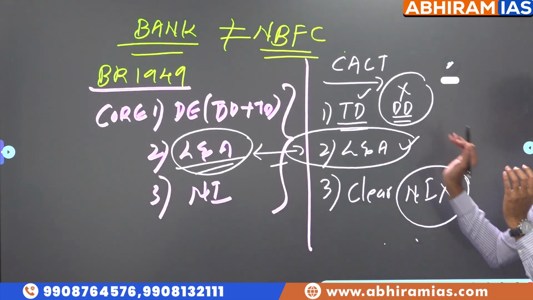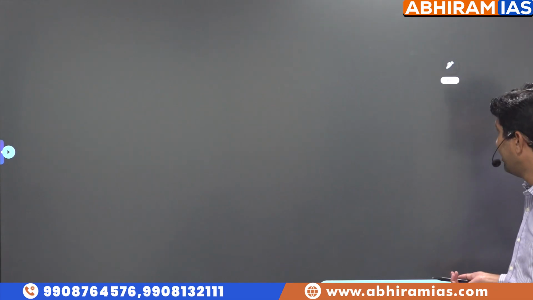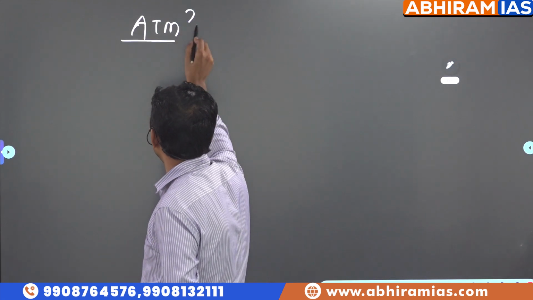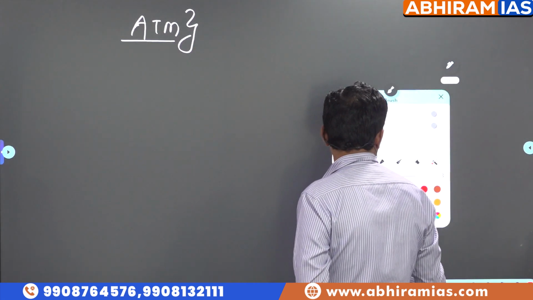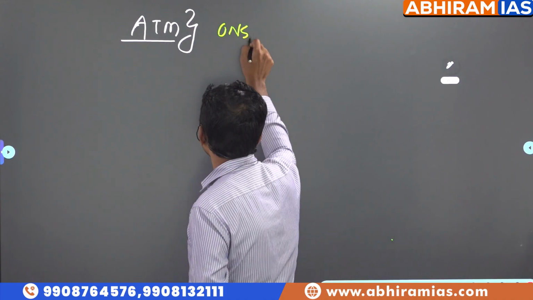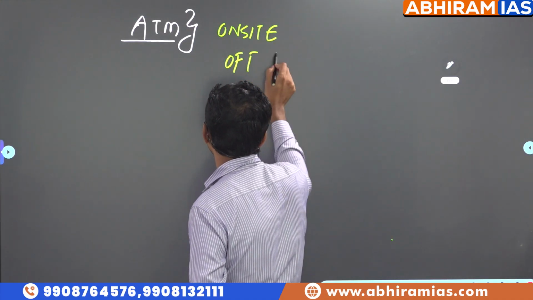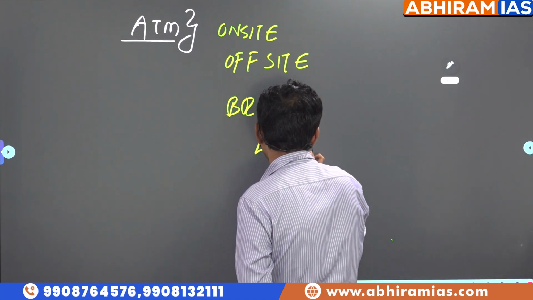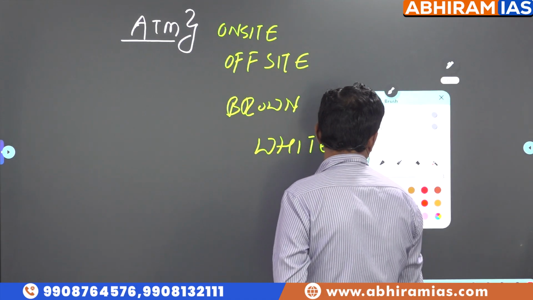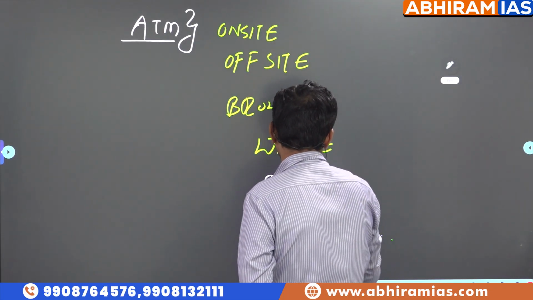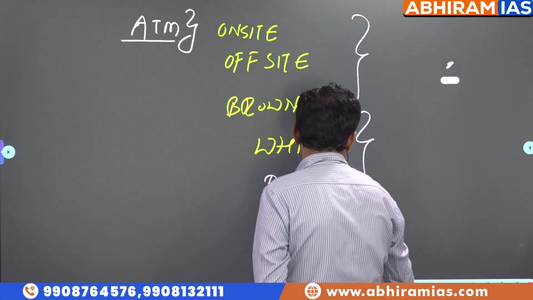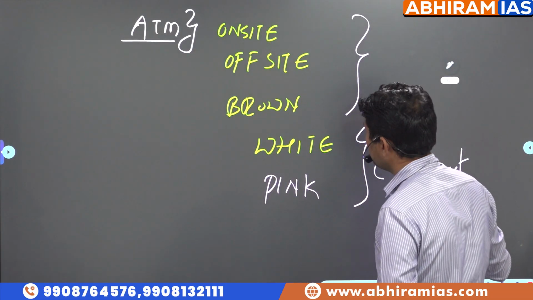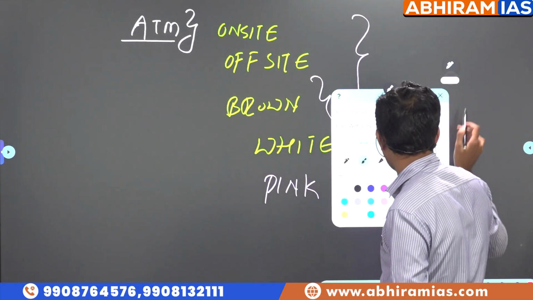So whenever we know this simple concept, it will lead us to types of ATMs. Sometimes questions are asked: on-site ATM, off-site ATM, brown label ATM, white label ATM, pink label ATM, probably different types, and cash out ATM. The previous year question was this: brown label, white label, the difference was asked.